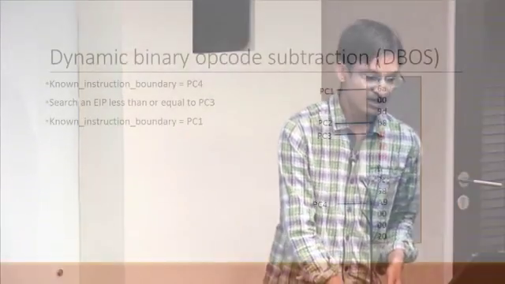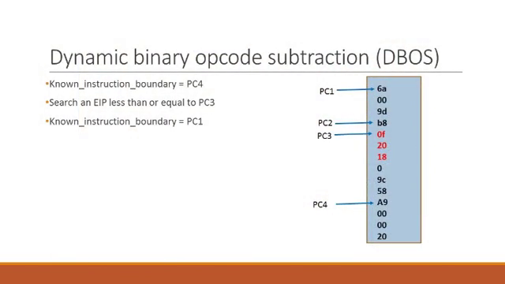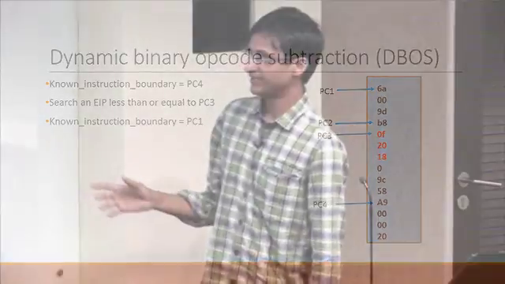So let's see how it works. For example, this is the guest code page, and initially the guest is trying to execute this instruction at PC4. So there will be a fault inside the host. Now the host keeps this information with every page, what the instruction boundaries it knows on that page, because the host doesn't know what the actual guest boundaries are. So it keeps this metadata. So it updates this known instruction boundary at PC4.